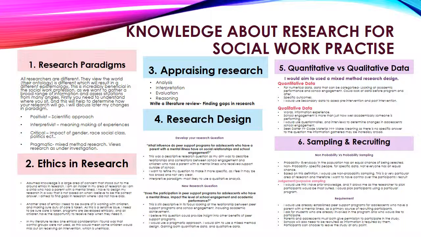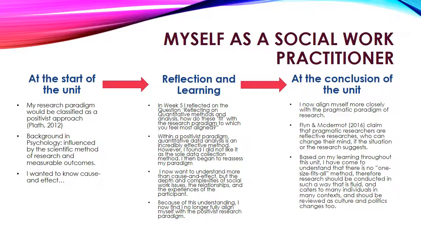I would use a judgment and purposive sampling because I believe it's a really specific sample that I'm looking for, and so I want to make sure that I'm getting the right group of people. I would then recruit from primary schools, high schools. I would recruit from programs that are already running these peer support programs for children who have parents with a mental illness, and from there I would get in contact with the school as well. So I can see that each week everything I learned has helped me to understand how I'm going to conduct my research. Myself as a social work practitioner.